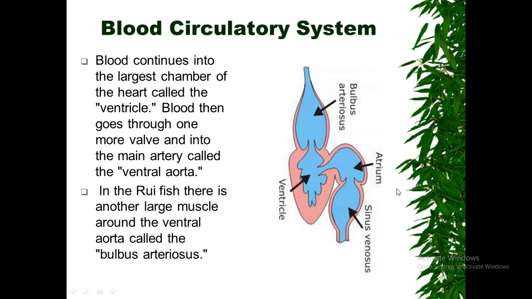In the rui fish, there is another large muscle around the ventral aorta called the bulbus arteriosus. So ventricle, then atrium, then sinus venosus. This is sinus venosus, and another muscle that is called bulbus arteriosus. So sinus venosus, then atrium, then ventricle, then bulbus arteriosus.